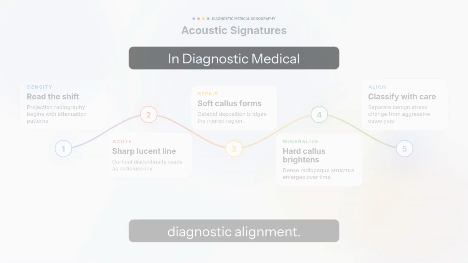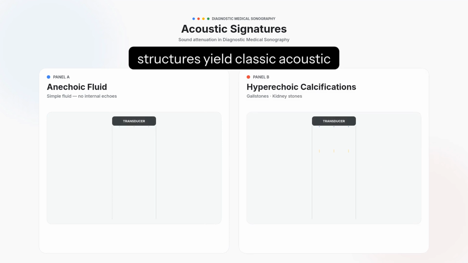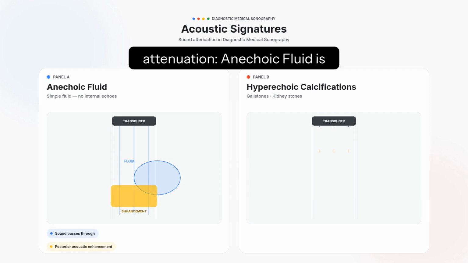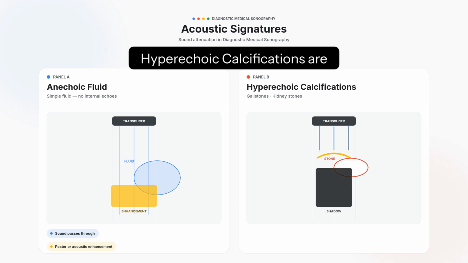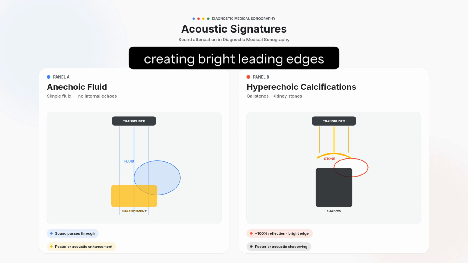alignment. In diagnostic medical sonography, fluid and dense structures yield classic acoustic signatures based on sound attenuation. Anechoic fluid is simple fluid, produces no internal echoes, allowing sound waves to pass unhindered and creating posterior acoustic enhancement. Hyperechoic calcifications, such as dense gallstones or kidney stones, reflect nearly 100% of the sound beam, creating bright leading edges followed by dark, posterior acoustic shadowing.